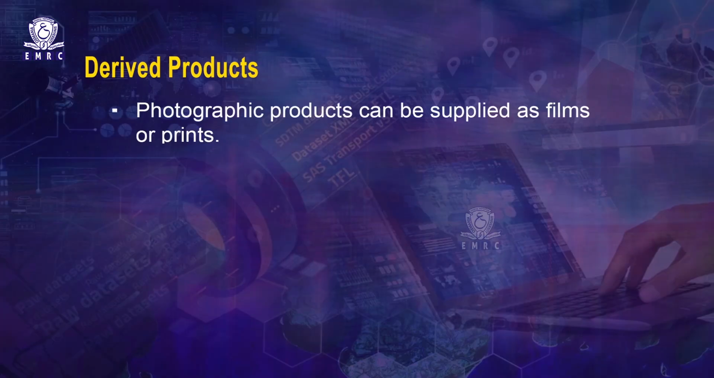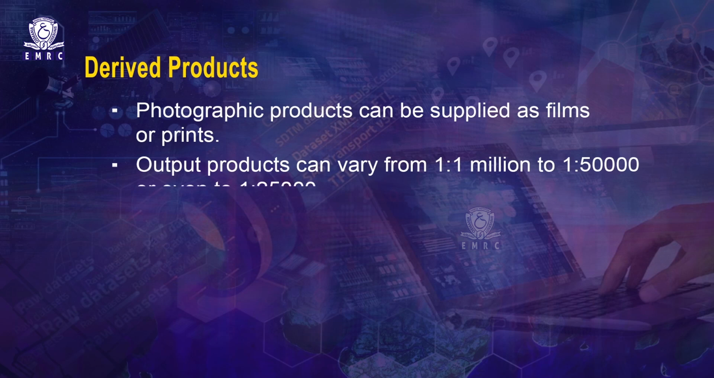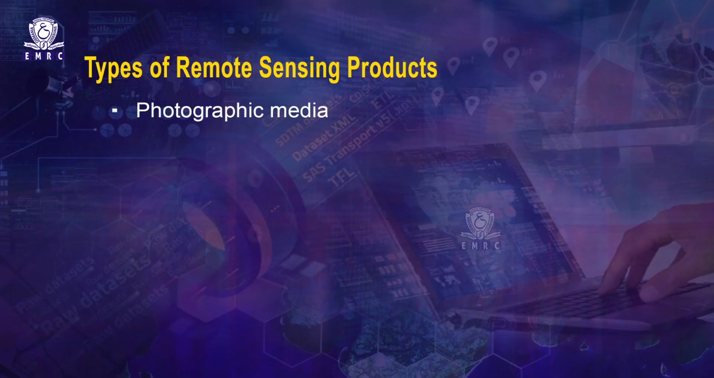Based on the output media, data products are available on both photographic as well as digital media. Photographic products can be supplied as films or prints. Output products can vary from 1:1 million to 1:50,000 or even 1:25,000. NRSA provides remote sensing products in two types of media: photographic media and digital media.